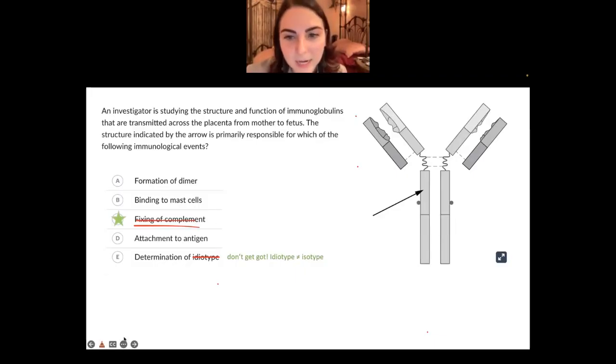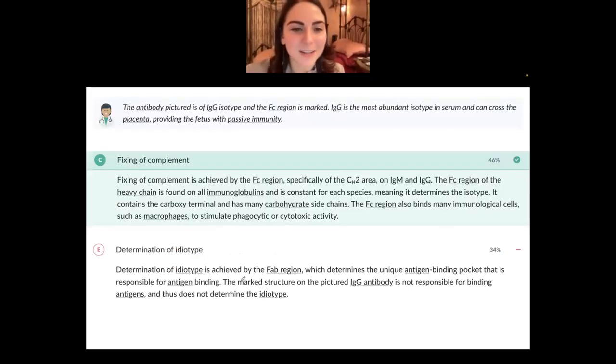But yeah, idiotype is for the Fab. Idiotypes are Fab. And then isotypes are going to be, so this would have been correct if it was isotype, basically. Cool, okay. Very good. And I put this on here so you guys wouldn't get got. All right, next one.